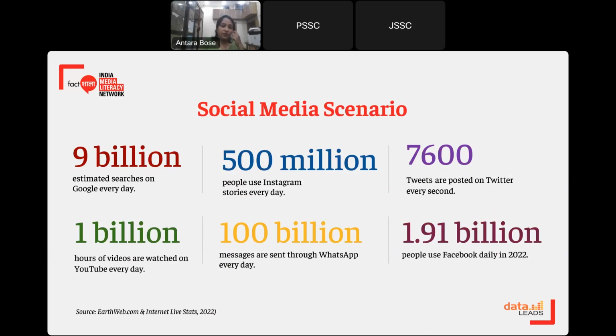Okay, so this is a quick scenario of what situation we are in. There are 9 billion estimated searches on Google every day, and mind you, this is the 2022 stats. Maybe it is updated and the figures are more now. 500 million people use Instagram stories every day. 7,600 tweets are posted on Twitter every second. 1 billion hours of videos are watched on YouTube every day. 100 billion messages are sent through WhatsApp every day, and 1.91 billion people use Facebook daily in 2022.